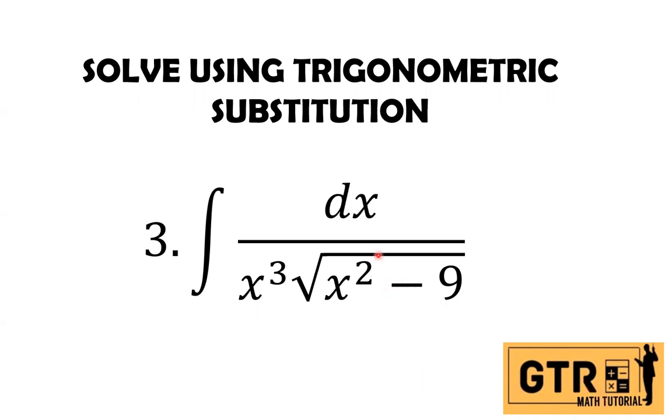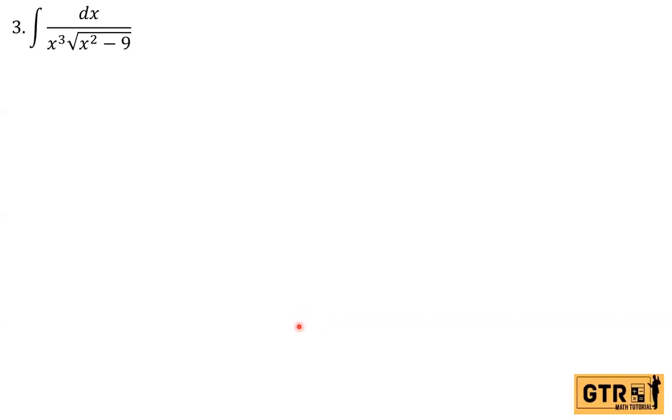So, for today's video, I will discuss part 3 of integration by trigonometric substitution. We will solve number 3, the integral of dx over x cubed times square root of x squared minus 9. It is in the form u squared minus a squared, so we will use u equals a secant theta in this trigonometric substitution. I hope you already watched part 1 and part 2. Okay, so let's start.